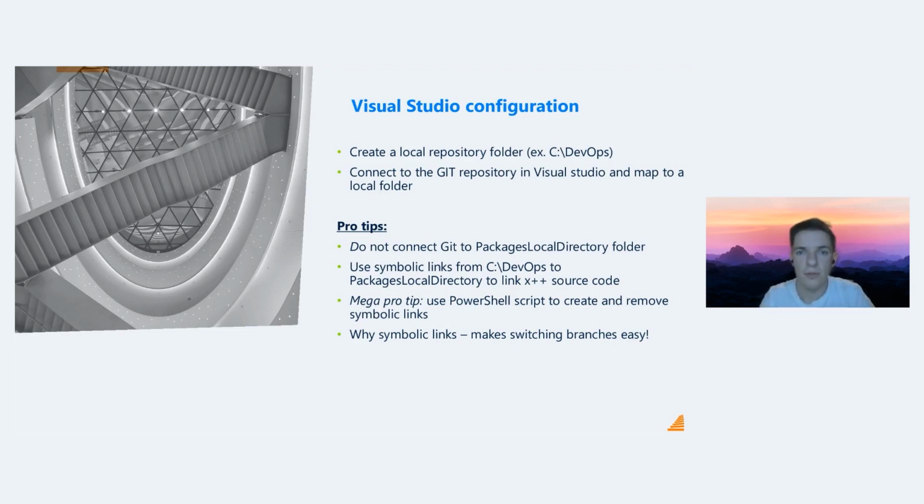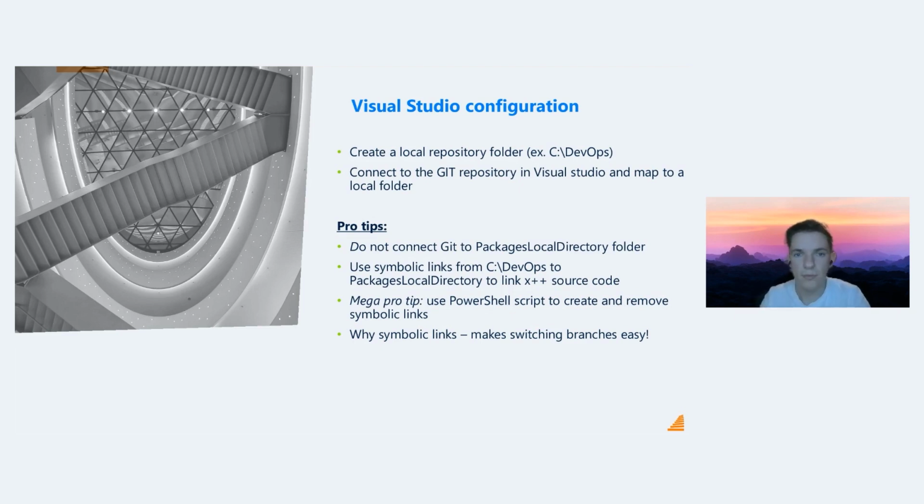So first you need to create the folder where the repository will live. And then when you have the folder ready, you just open Visual Studio, select you want to connect to a Git repository, and map it to the local folder. That's it. That's going to clone the code locally.